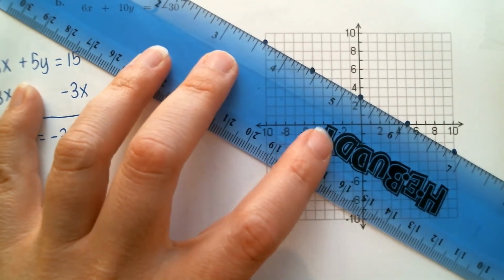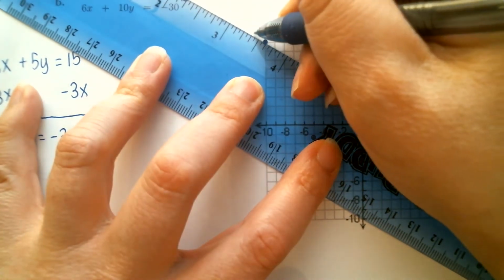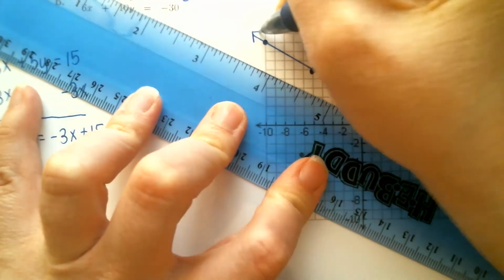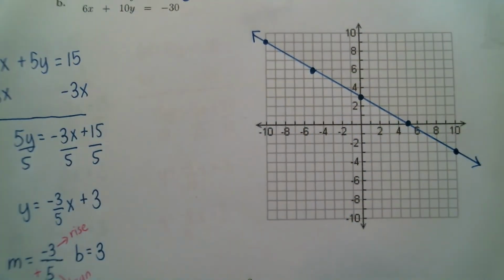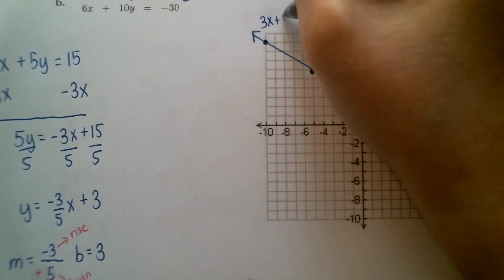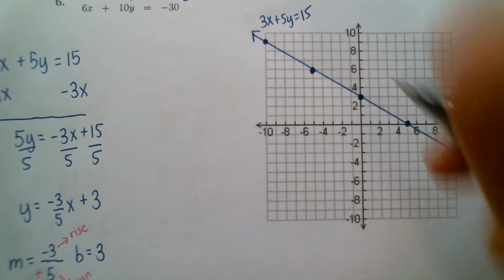Remember, if you're plotting this and you get a stray point that doesn't fall on the line, check it. You probably misplotted something. Everything should fall on the line. I'm going to go ahead and label this with the equation. This is 3x plus 5y equals 15, the first equation.